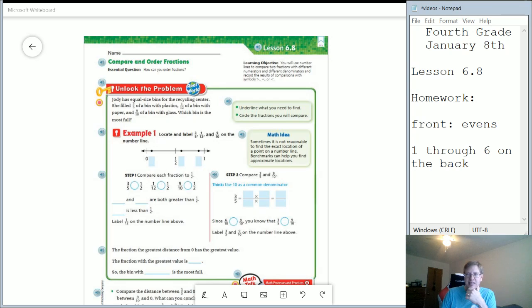This is going to be a lesson for fourth grade working through lesson 6.8 from Go Math. So today we're going to be working with comparing and ordering fractions.